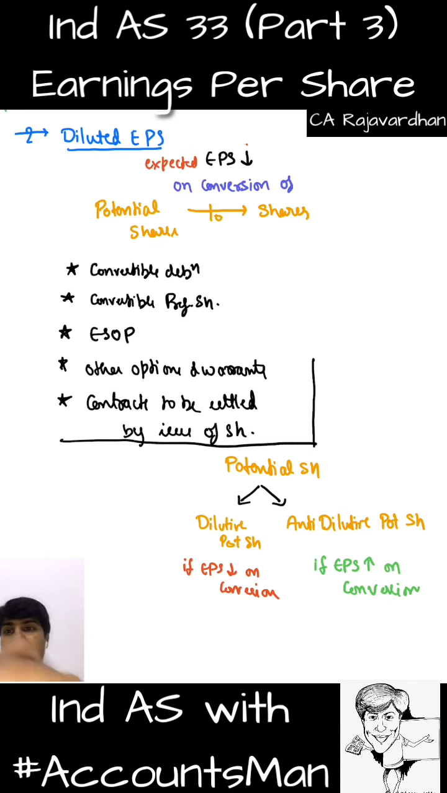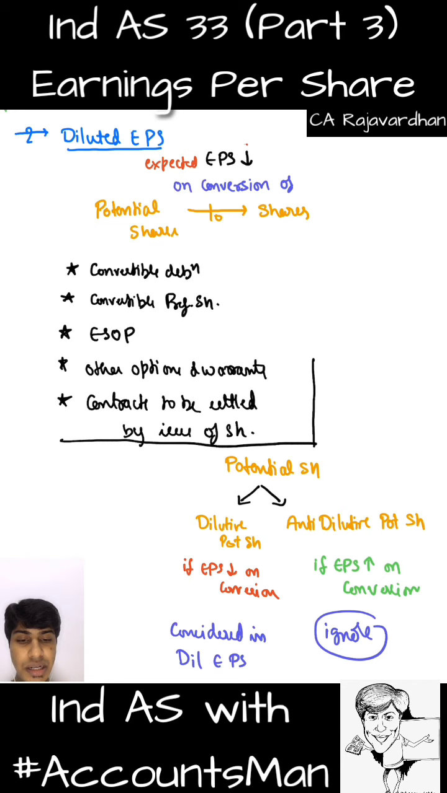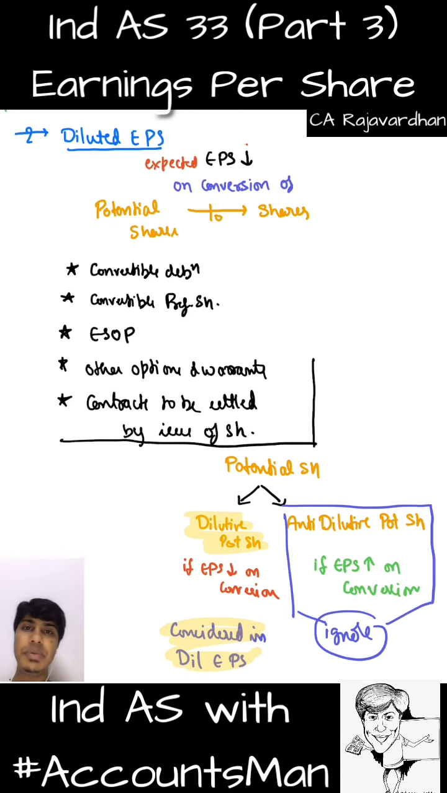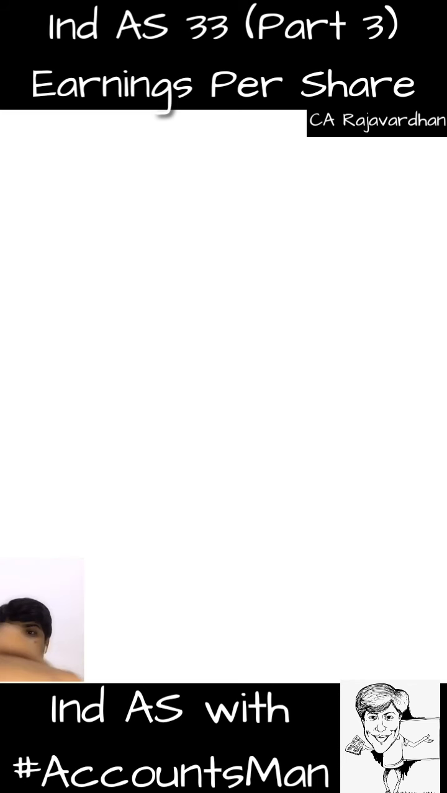And we need to consider only potential shares considered in diluted EPS calculation. This part is always ignored. Ignore. You get that? Anti-dilutive potential shares are always ignored, never ever used in the computation. Only dilutive potential shares, whatever are there, I'll repeat, only dilutive potential shares are always considered in diluted EPS computation, because the name itself says so. You get that? Now let us see how it works.